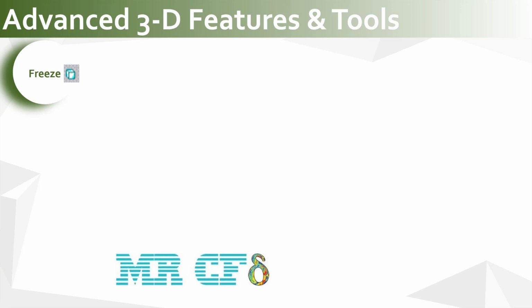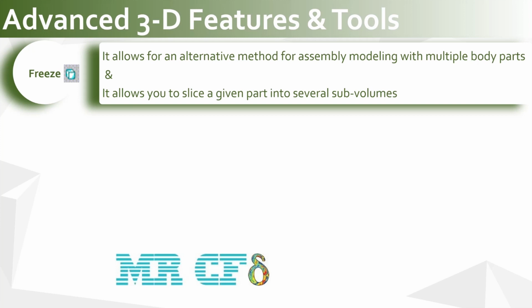Freeze has two applications. It allows for an alternative method for assembly modeling with multiple body parts, and it allows you to slice a given part into several sub-volumes, for example, sweepable volumes for hexameshing.